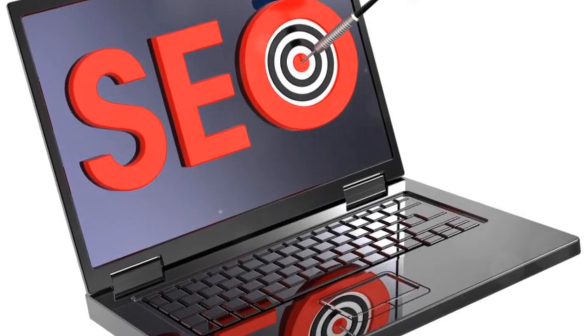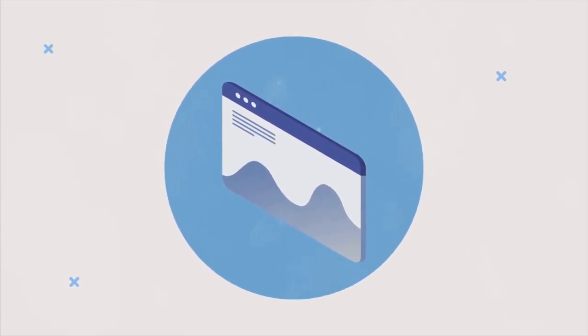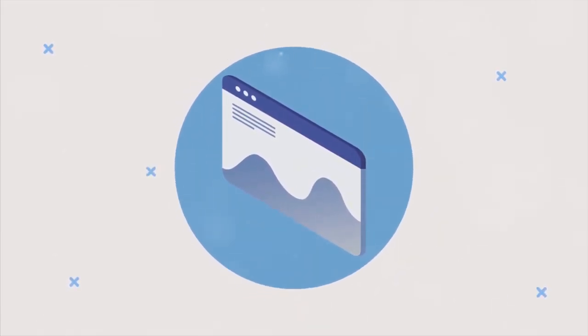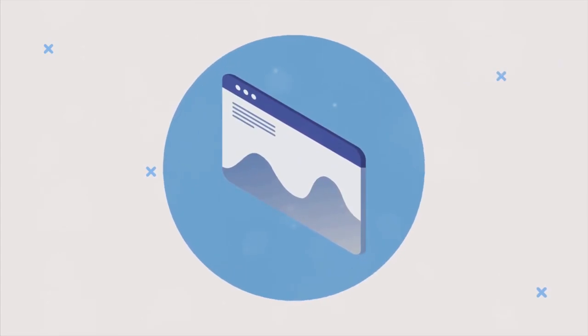Second, consolidate your duplicates. Choose the best version of your content and redirect outdated or less relevant duplicates to it. This can be done using 301 redirects, which tell search engines where to find the original content.